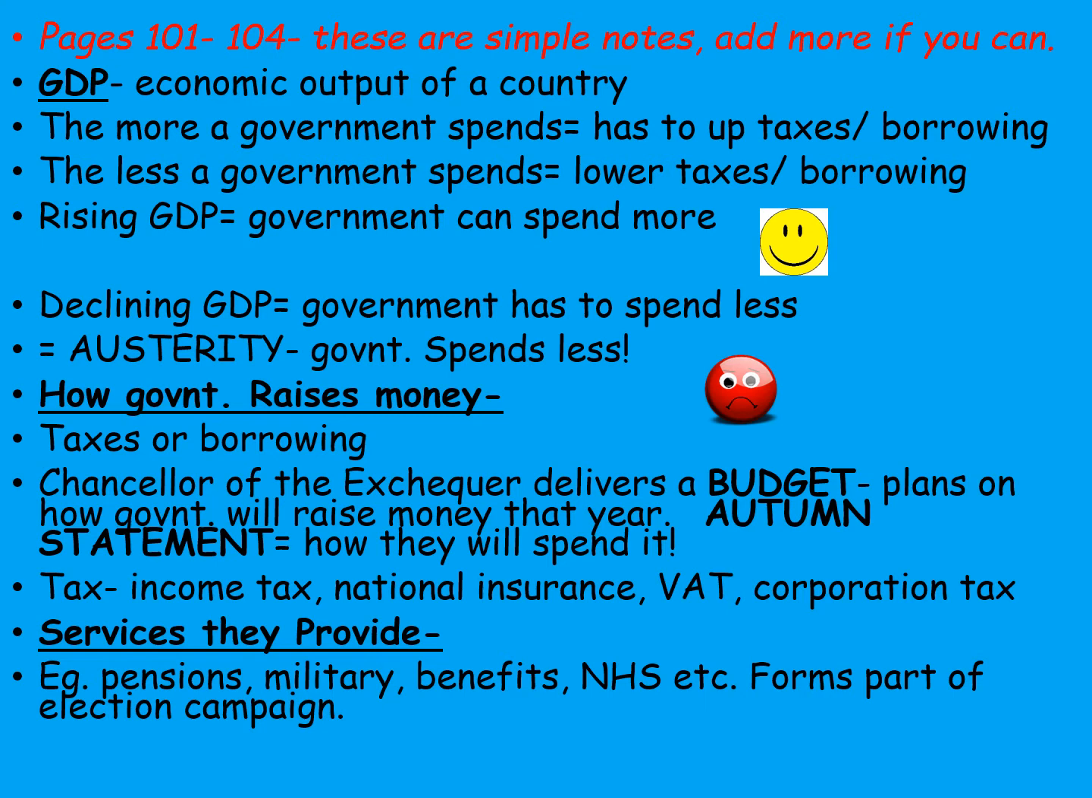And basically, the more a government spends, it has to either up its taxes to raise that money, or it can borrow money from other countries. That's quite straightforward. If a government wants to spend more money, it needs to get more money, and the way it can get it is through taxing people more or borrowing it from other countries. The less a government spends, it can therefore lower its taxes, and it can lower its borrowing from other countries as well. Under a rising GDP, the government can spend more because they've got more money. In a declining GDP, i.e. it's going down, the government has to spend less.